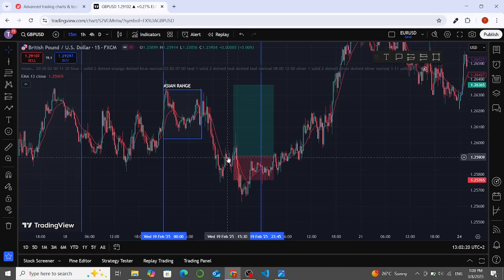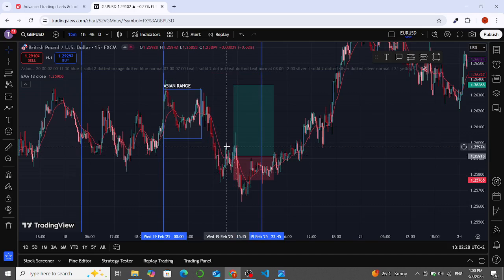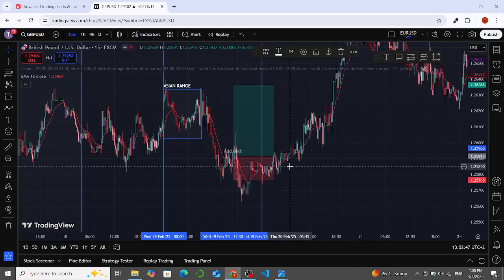Why did I say that was my first leg? How do I see that the first leg has been formed? I use this 13 EMA. When this green candle, this bullish candle, closes above the 13 EMA, I take that as my first leg. Okay, let me write it right here. This is my first leg.